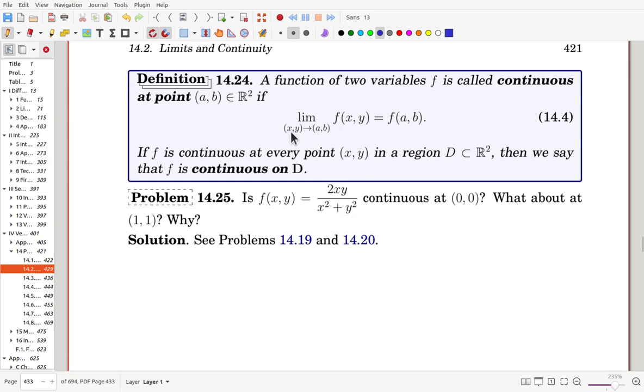Now, once we are choosing (x,y) to be (1,1), then the function value exists and the limit exists, and they are the same. And earlier we also solved the problem, so this one is continuous at (1,1). This is a rational function. For rational functions, if the denominator is non-zero at the point, then the function is continuous.